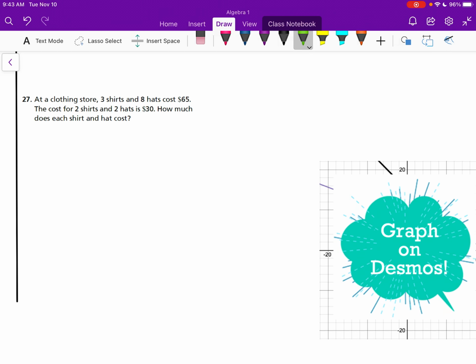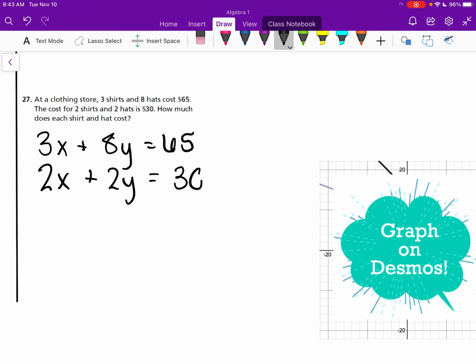If we were writing our two equations, we had a clothing store, had 3 shirts and 8 hats. So I would call that 3x plus 8y equals 65. And then the cost for 2 shirts and 2 hats is 30. So that'd be 2x plus 2y equals 30, where my x represented shirts and my y's represented hats.